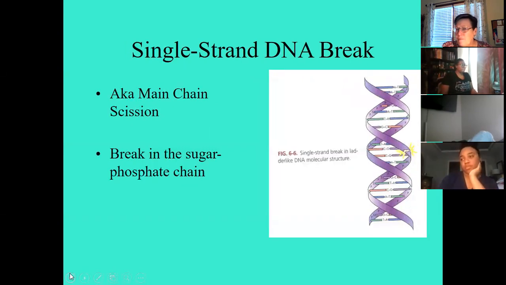Then we have single-strand breaks. Single-strand breaks are also called main chain scission. That just means we have broken the sugar phosphate chain. So if you look in the illustration, here we see a break in the sugar phosphate side rail. Main chain scission is literally of little consequence. The body can repair. It's usually an easy repair, and usually it's no big deal in terms of the survival of the cell type. So if we have a single strand break, not really a big deal. It can be easily repaired.